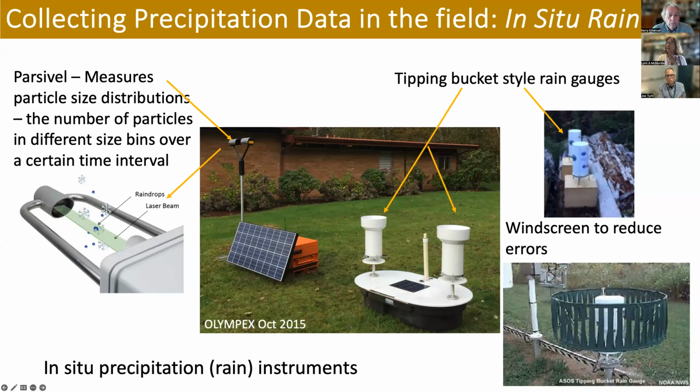I did want to point out that often to do accurate measurements of surface precipitation, you want to take into account wind, because wind can blow the particles across your gauge instead of into it. So often, if you have an ability to put in a windscreen, that's a great addition.